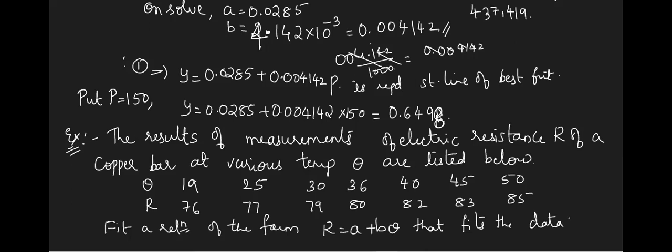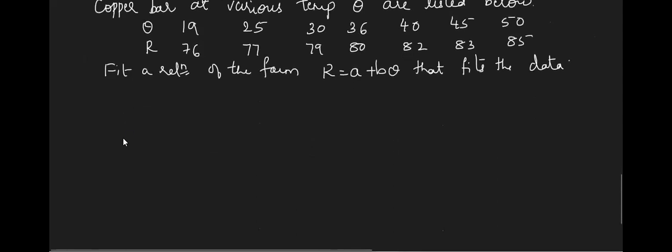Even they may ask a problem related to this, isn't it? It is again fitting of a straight line only. Straight line means here you have the power of r and the variable theta as 1 and 1, which is called a linear curve, a straight line curve. I'll not solve it, I'll give it as homework.